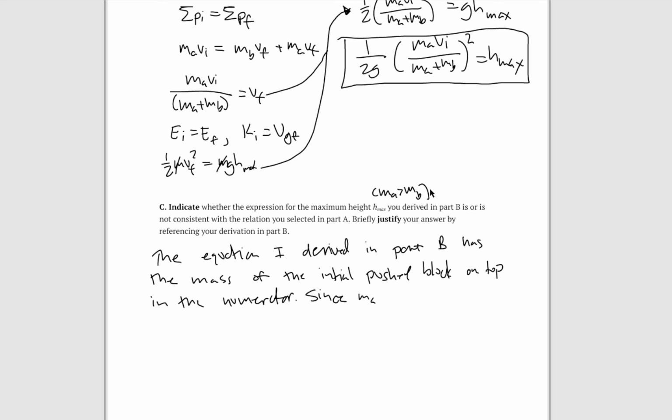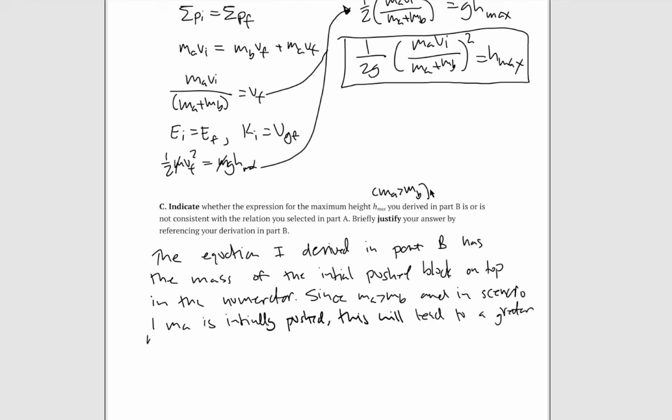Since MA is greater than MB, and in scenario 1, MA is initially pushed, this will lead to a greater H max than in scenario 2, as MB is less than MA and is initially pushed. This is a bit wordy, but it gets the meaning across.